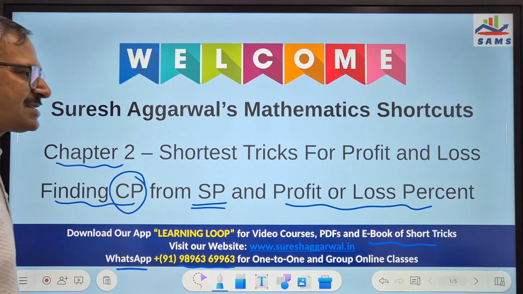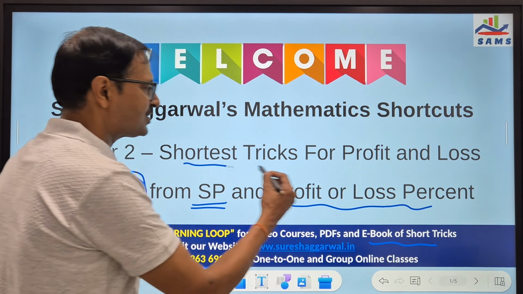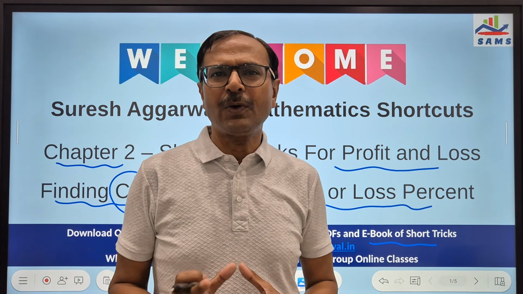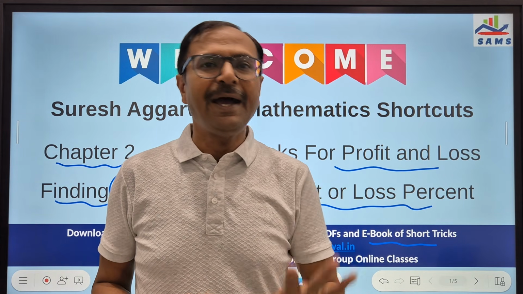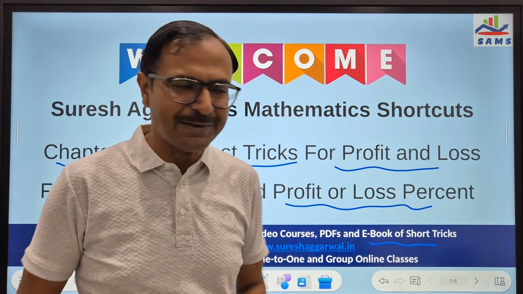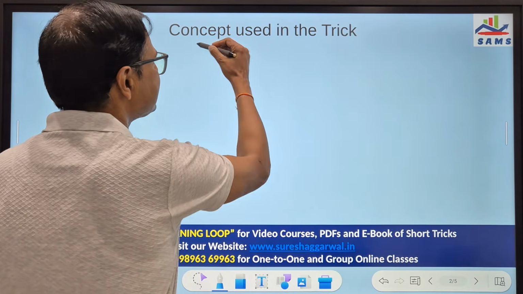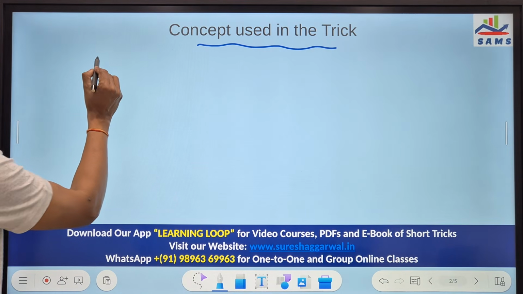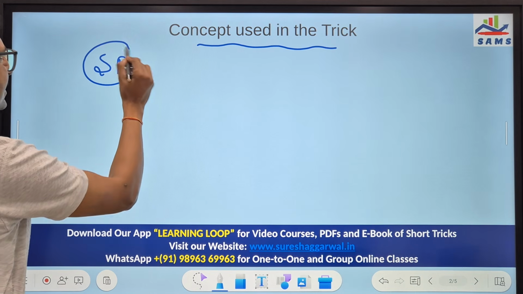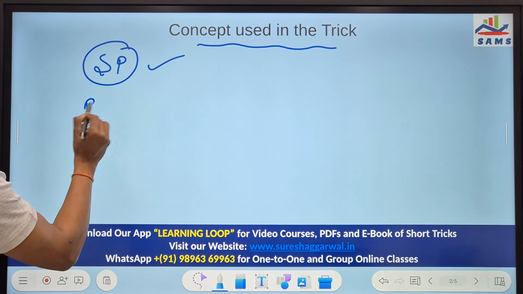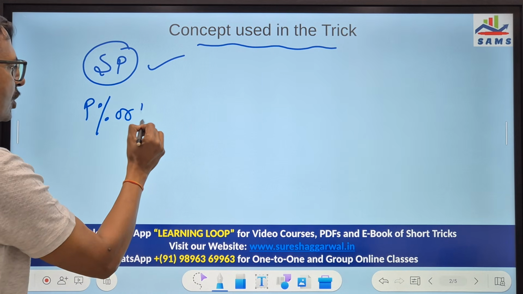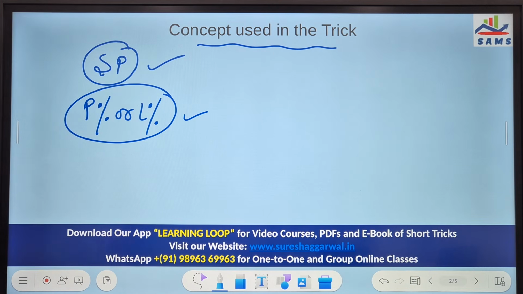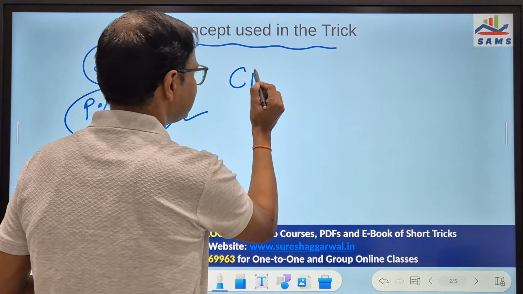So friends, let's take up this amazing concept from the shortest tricks for profit and loss chapter. First of all, let's understand the concept, let's understand the trick, and then we will come to the application part. So, to understand the concept used in the trick, we will first assume that there is a selling price which is given to us. This is SP which is given. There is a profit percent or loss percent which is given to us. These are the two things which are given. And we have to find the cost price, CP.